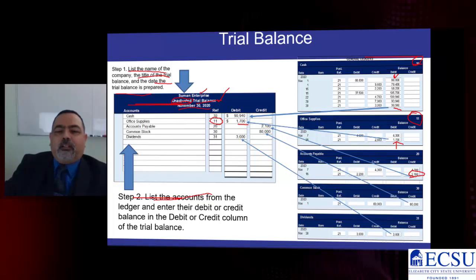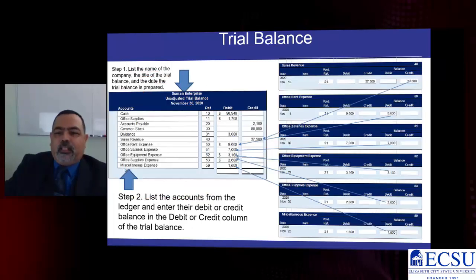Similarly, we have a credit amount of 80,000 as the balance in common stock, and the reference is 30. So you can see those references made. Dividends is a debit. So we continue till we have listed all the accounts that have a balance. So that is sales revenue, 37,500. So we bring all those balances here. 37,500 is a credit one, and then all expenses have a debit balance. So that is what we are writing here. All expenses are listed here on the debit side, and each reference is written here.